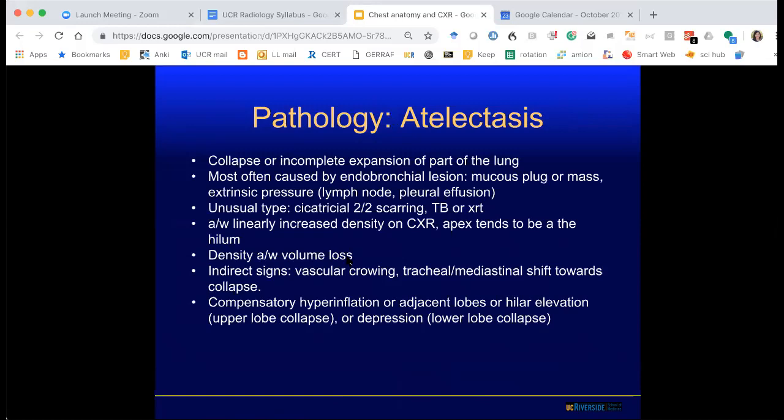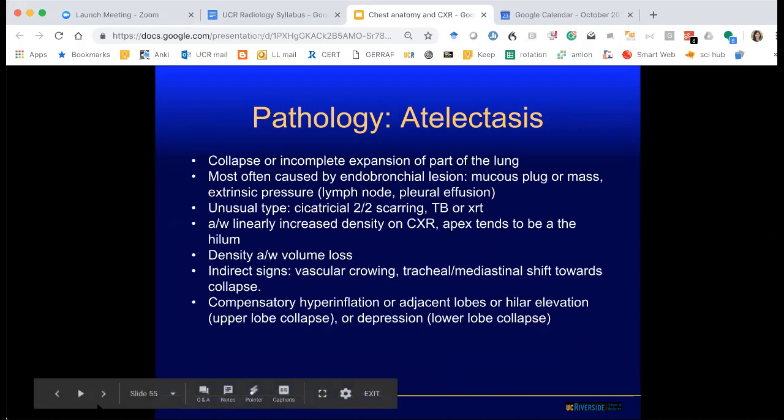Another type of atelectasis is called obstructive. So let's say somebody aspirated something, or there's an endobronchial lesion that can cause obstruction because you have an obstructing lesion. Another type we call cicatricial. Cicatricial happens when you have patients who've had scarring in the past, like from asbestosis or TB or whatever, and there's scarring that causes the lungs to collapse.